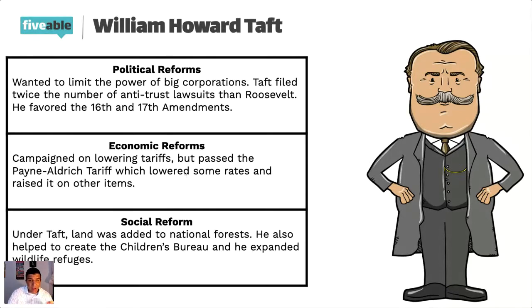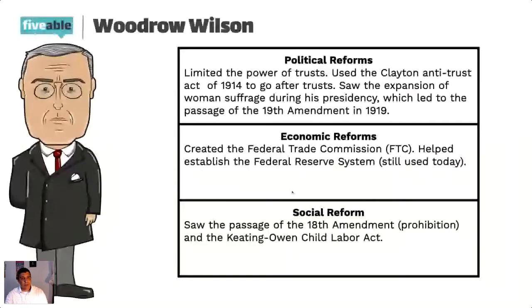Although he campaigned on lowering tariffs, he actually ends up doing something different when he's president, which is going to make him somewhat unpopular. And finally, he continues the reforms started by Roosevelt to protect national forests, and he expands to protect wildlife refuges. That means where there's animals that are, I would say, close to extinct or endangered, he creates the reforms so that we can protect those animals. Exactly. Correct. Awesome.